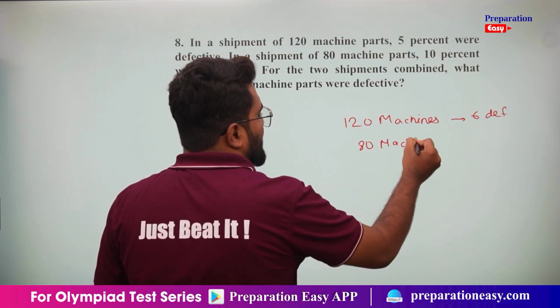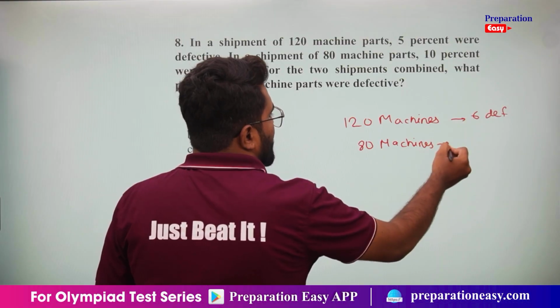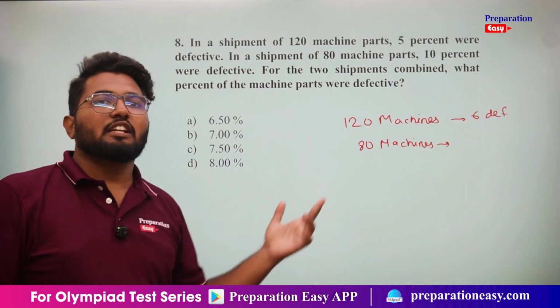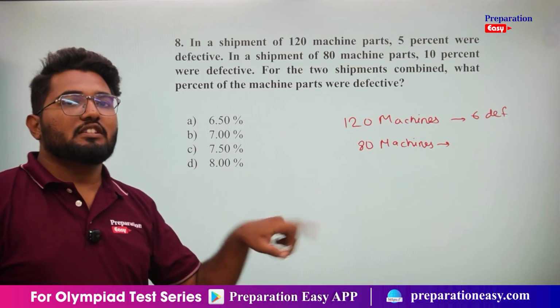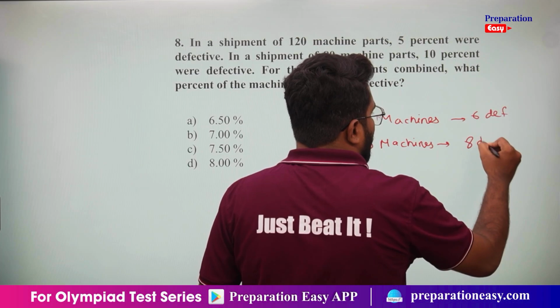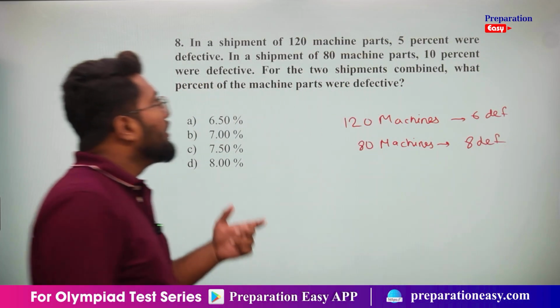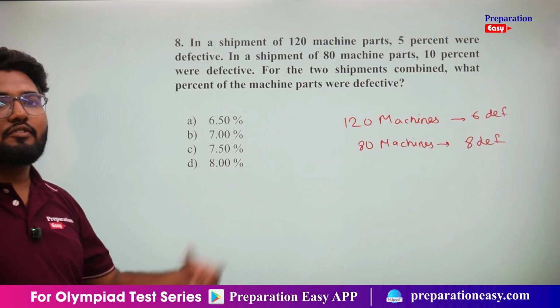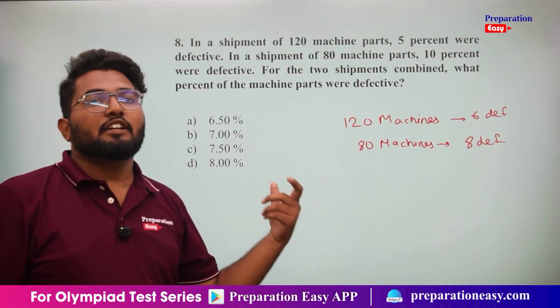Okay, 80 machines, out of which how much are defective? 10% were defective. 10% means 80 multiplied by 10 divided by 100, which equals 8 defectives. Okay, for the two shipments combined, what percent of the machine parts were defective? We have to find the combined defective parts.